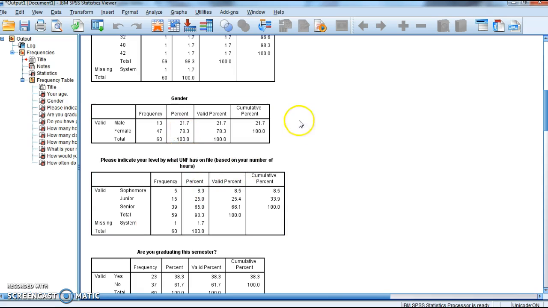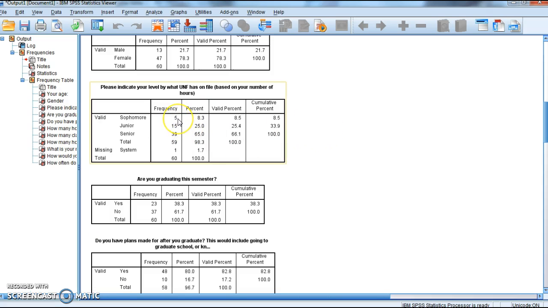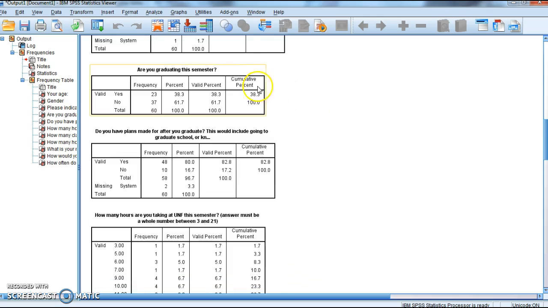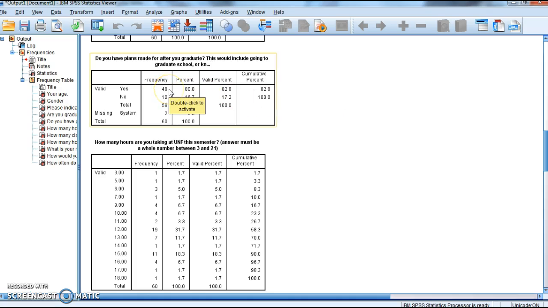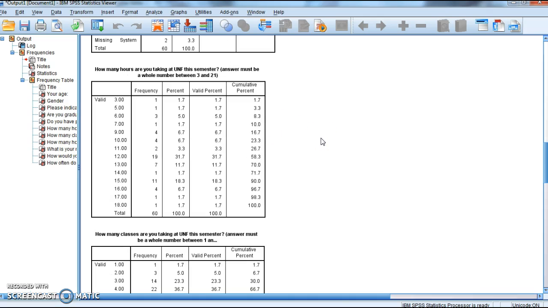We have almost 80% female. Very few sophomores and mostly seniors. We have 23 graduating this semester. And it looks like a good portion have made plans for after graduation. If you look at how many hours, we have people who are part-time and then people who are full-time. You can see that the mode, most people are taking, or 19 of your classmates are taking, 12 hours.